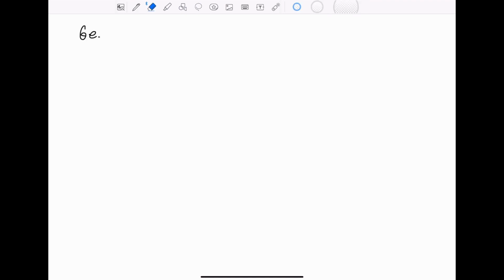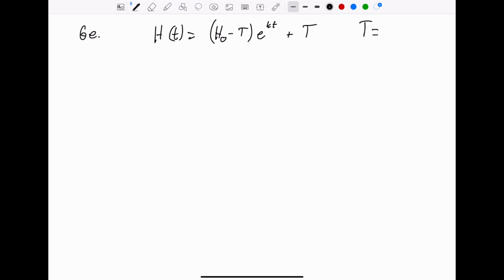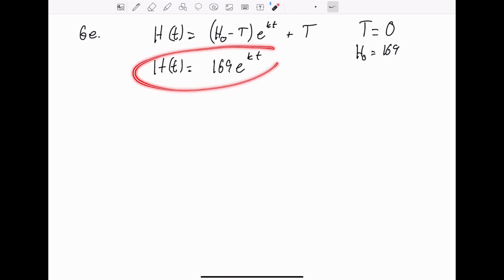So for 6e, the original equation that we solved using separation of variables was h(t) = (h₀ − T) e^(kt) + T. And here, in this case, the temperature of the surroundings is the temperature of the freezer, and that is 0 degrees. So capital T equals 0. The initial temperature of the coffee is still the same, 169. So h(t), using these values, is (169 − 0) e^(kt) + 0, so 169 e^(kt). So here's the equation that's describing the temperature of the coffee when it's in the freezer.